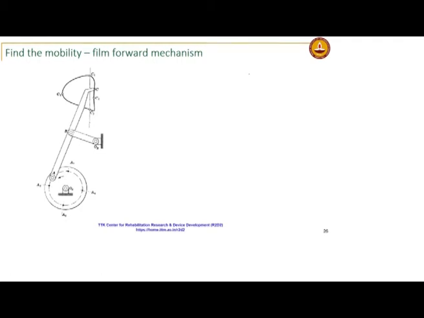So, again all of these you would first do the kinematic diagram, and this is nothing but, you can see, it is only a 4 bar. So, obviously its mobility will be 1. Okay.